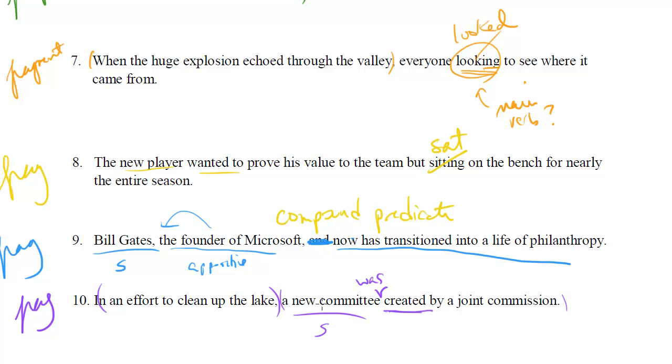Or you can complete the sentence by adding, maybe, a part at the end, right? "A new committee created by a joint commission met to decide what to do about the lake," right? It's something to complete the thought. Either way, we just need a main independent clause because as written, this is not an independent clause. This is just a noun phrase. It's one long phrase that's basically giving us the noun, but all we need is either add a main verb here or add something at the end to complete the sentence.